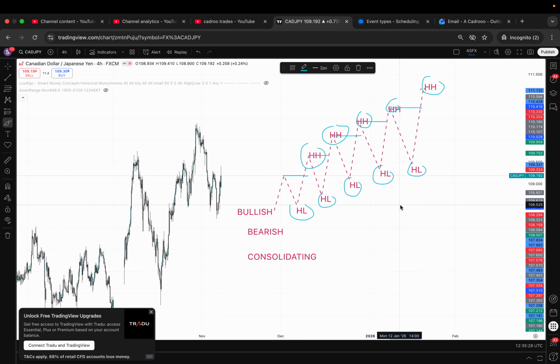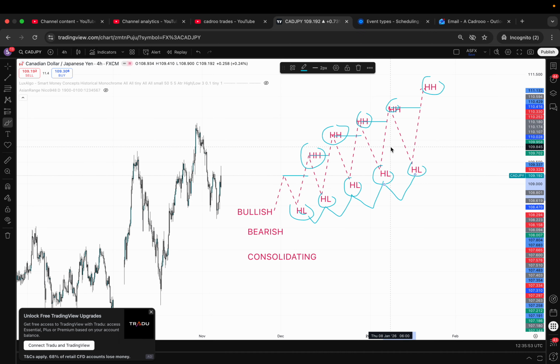And same sequence if you're following the lows. This is a higher low. Why? Because this low is higher than this low. This is a higher low because this low is higher than this low. This is a higher low, because this low is higher than this low. It's as simple as that, guys.